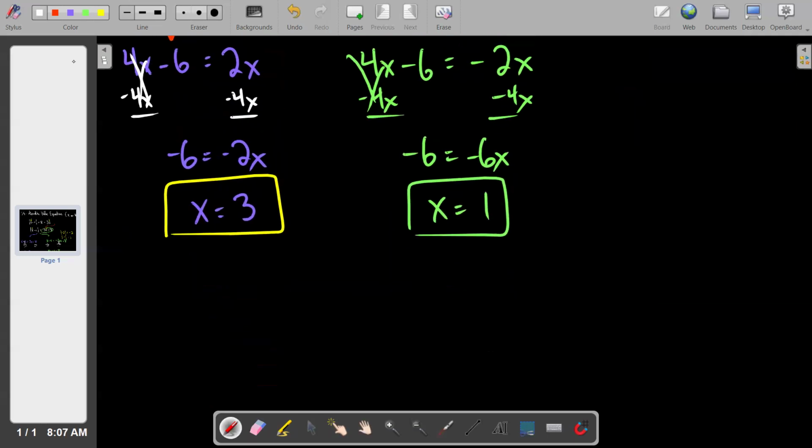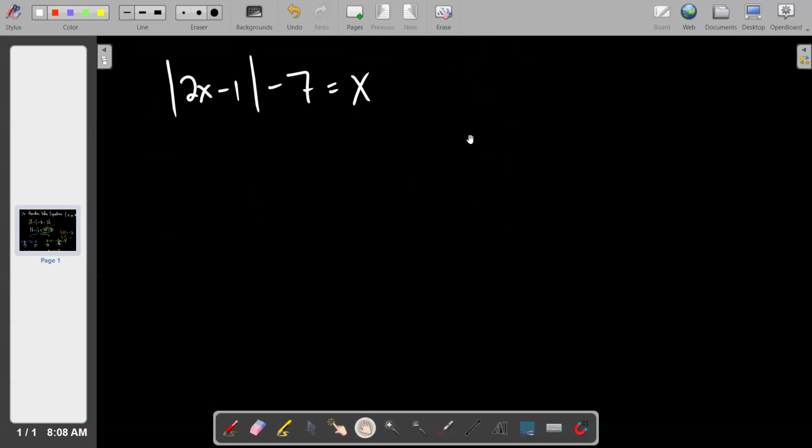Couple more. The absolute value of 2x minus 1, minus 7 equals x. What do we do first? Get that 7 out of there. Right. Get that absolute value alone. That's going to get you through the entire next 4 weeks of my class. It's just get the absolute value by itself. I mean, it's not going to get you all the way through, but you can't get through without it.